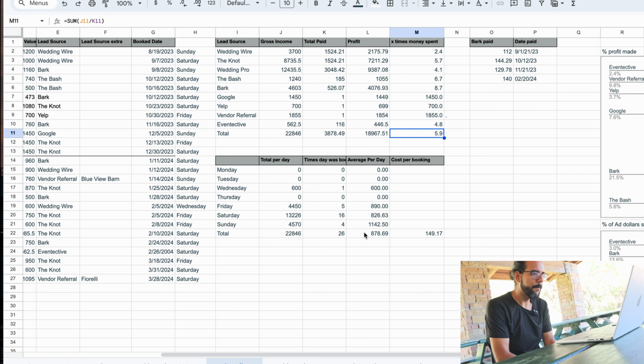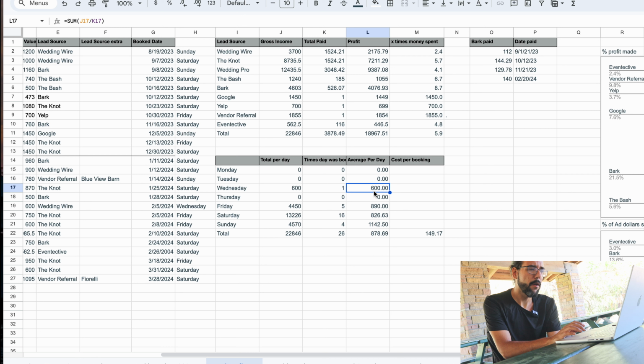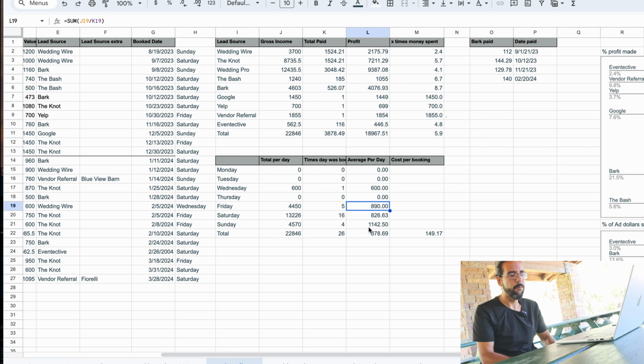So here's the breakdown per day. So Wednesday, I did get one booking on Wednesday for a wedding. That was a $600 wedding. I thought that was pretty fair for a Wednesday. It was like a home wedding.